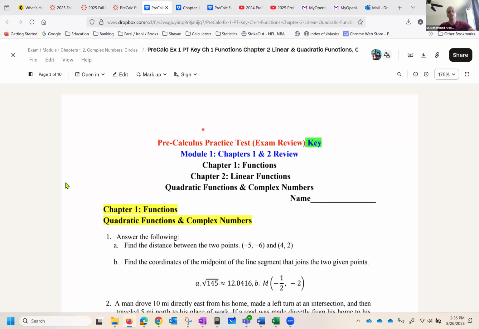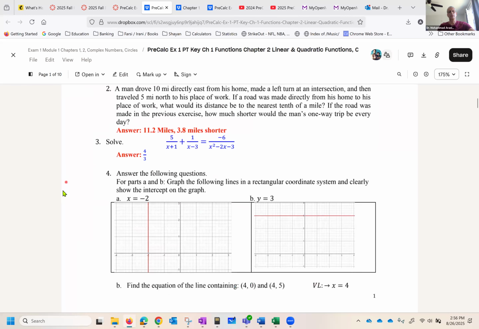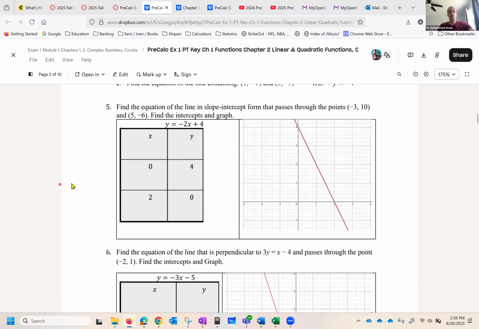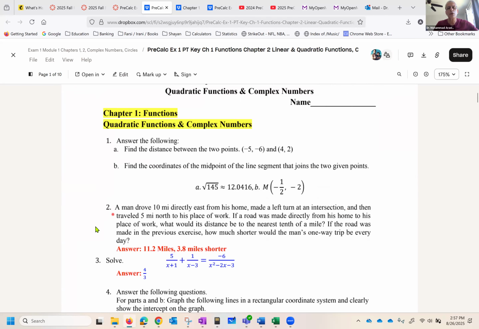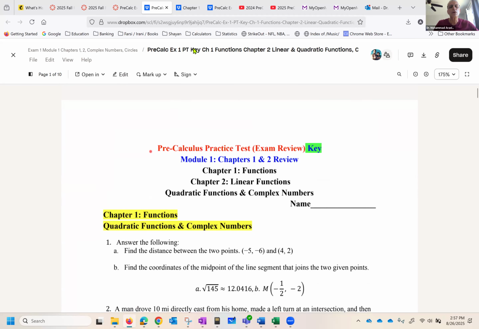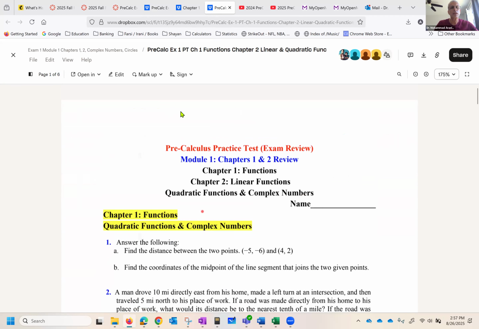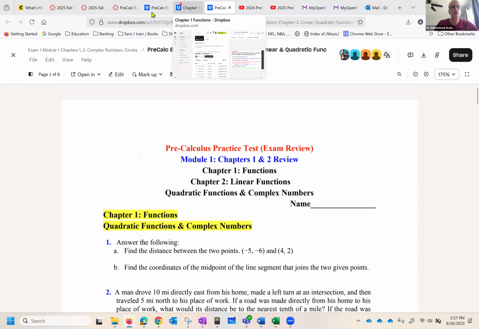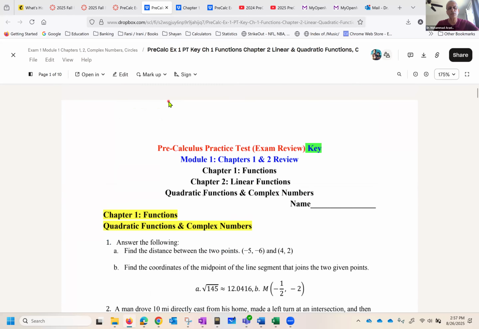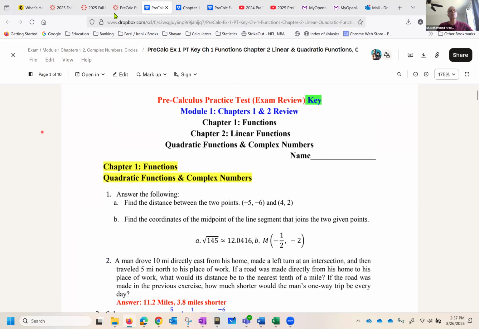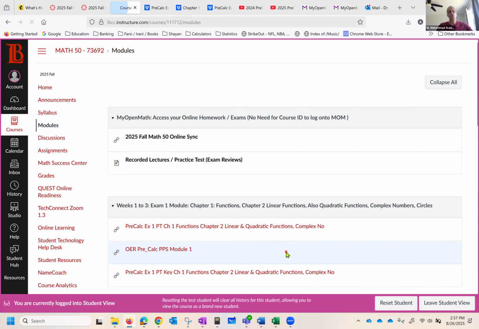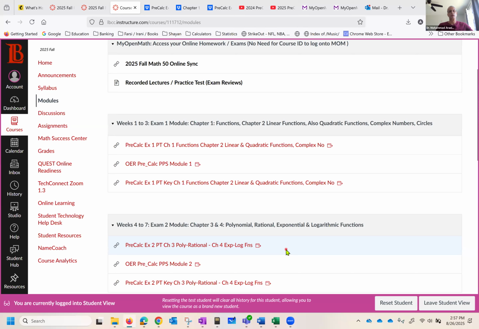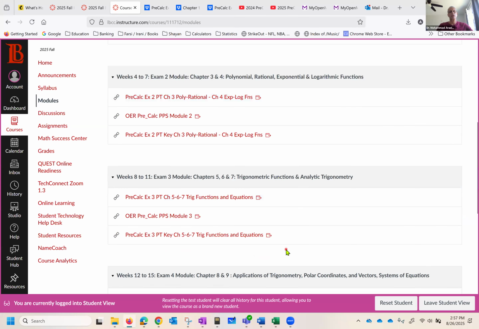So we have the key to this practice test that was given. Now we have the key as well. So it's very straightforward. Under the modules, pretty much you can find everything, okay?